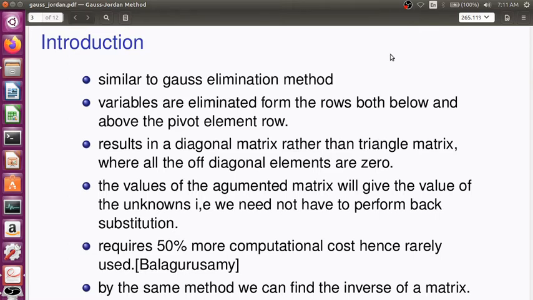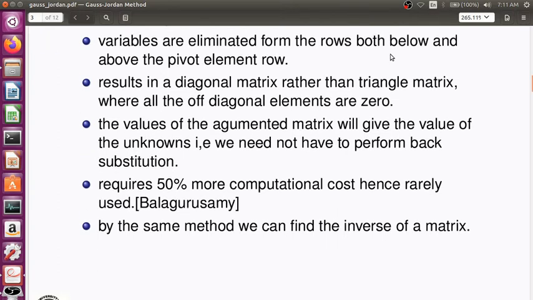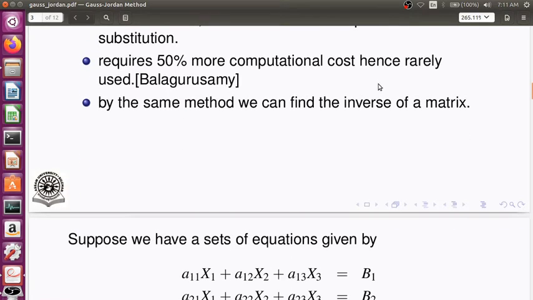The augmented matrix is formed by augmenting matrix B with matrix A. After the operations, after you make it a diagonal matrix, the elements in the augmented B matrix will give you the values of the unknowns, but it requires 50% more computational cost, as suggested by Bargusami. So we will not write a Fortran code for it because it is seldom used, and by the same method we will be finding the inverse of a matrix. That's why we will be discussing it in detail.